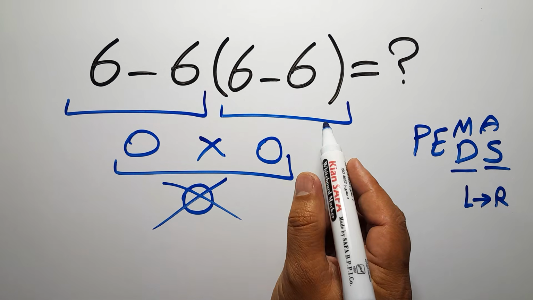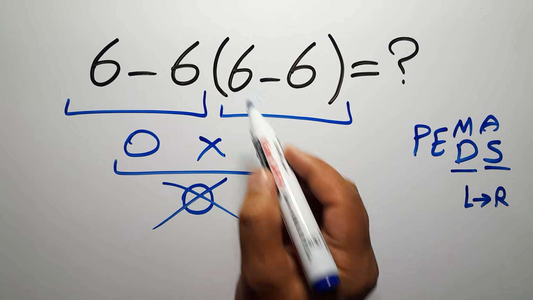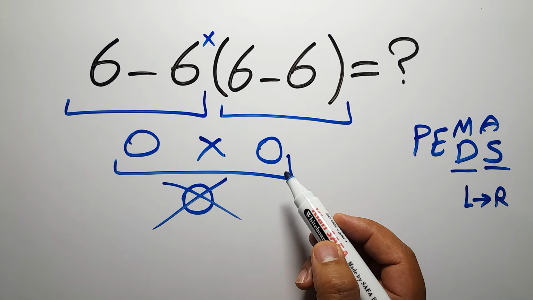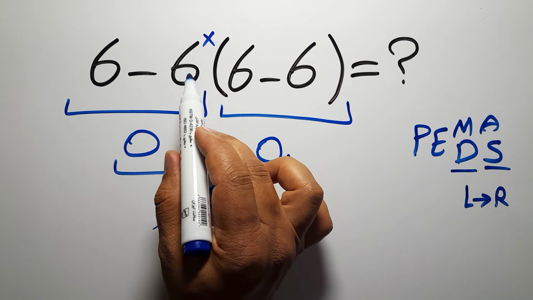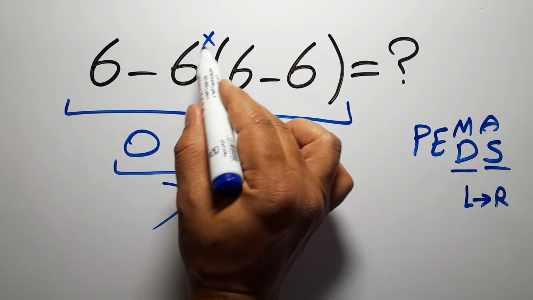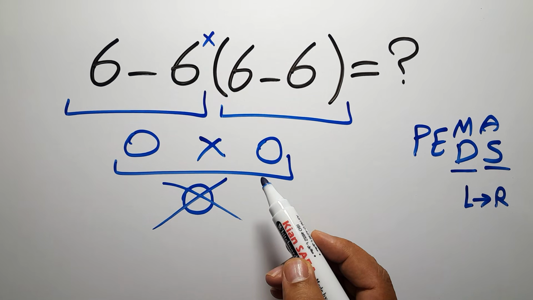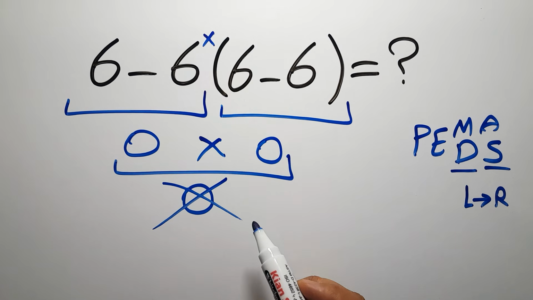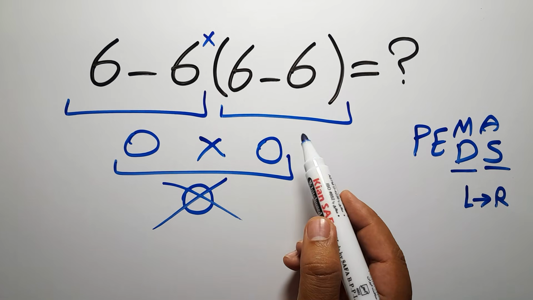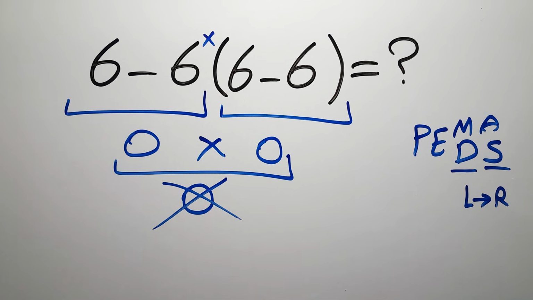Here in this expression we have one subtraction, one multiplication, and one parenthesis. We need to pay attention that in mathematics, when a number is placed next to parentheses, it means multiplication, and we usually don't write the multiplication sign for brevity. So here we have a multiplication. Okay, according to PEMDAS, first we have to do this parenthesis, not this subtraction.